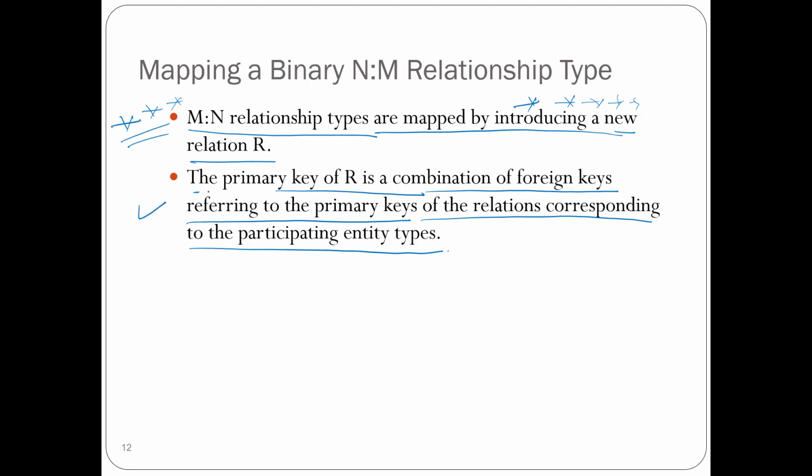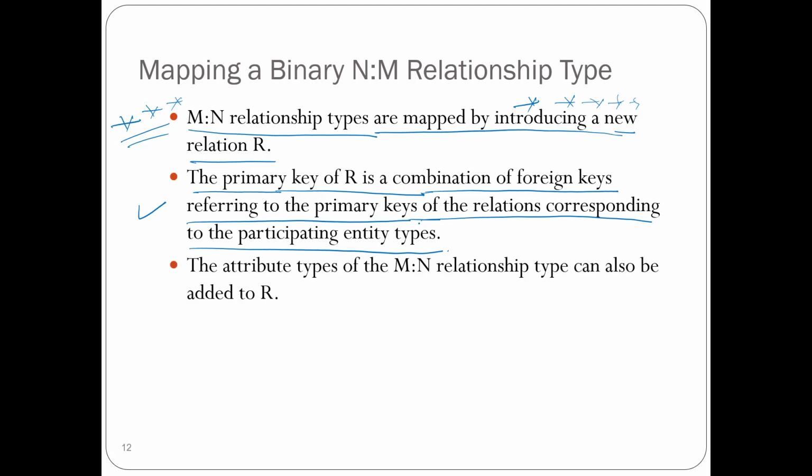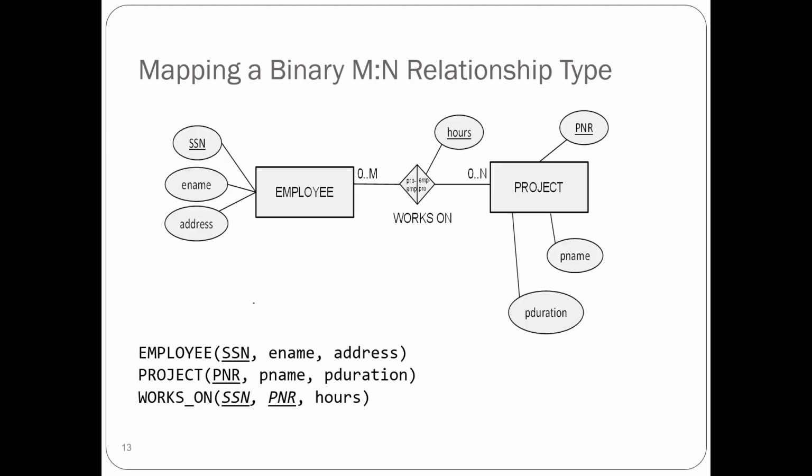Now the new relation that we would need to define for this N to M relationship type, the primary key of R, this new relation, will be the combination of foreign keys referring to the primary keys of the relations corresponding to the participating entity types. Good. Now the attribute types of M to N relationship types can also be added to R. Okay, good. So now we need this example.